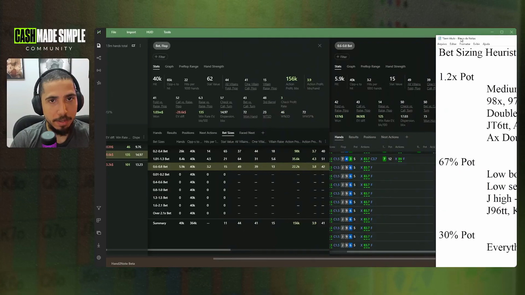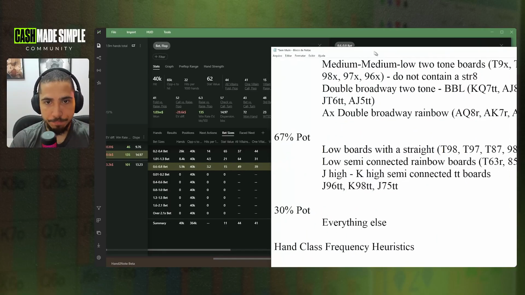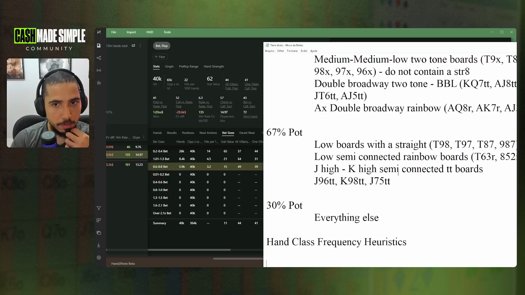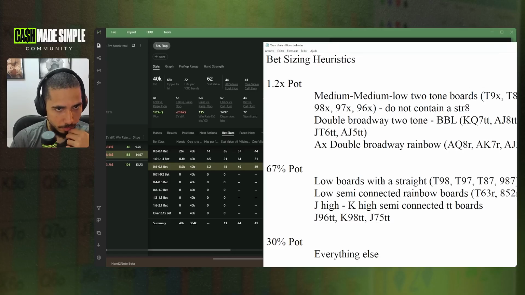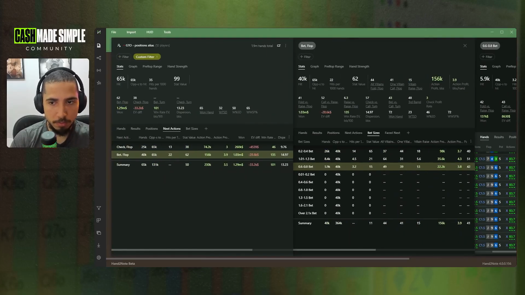So now that we figured out the bet sizing heuristics, we can start talking about some hand class frequency heuristics. Hand class frequency heuristics for the flop c-bet line. Let's start with these 2/3 boards. Let me think where to start. No, let's start with the double Broadway boards. Let's start with the 1.2x flop. Let's start with those hand class frequency heuristics for the 1.2x pot board textures.